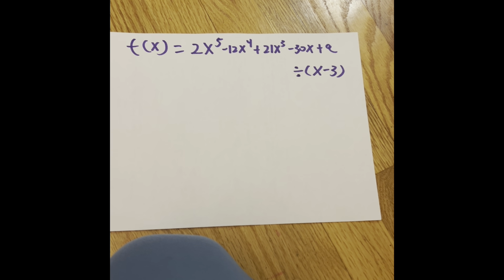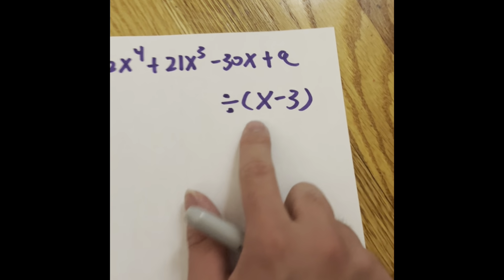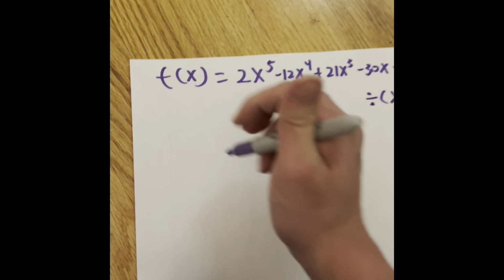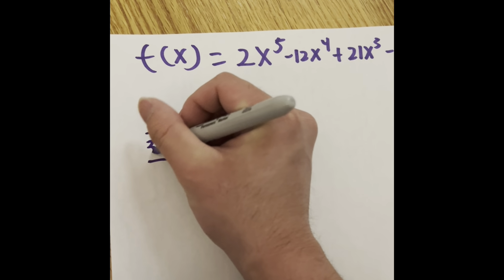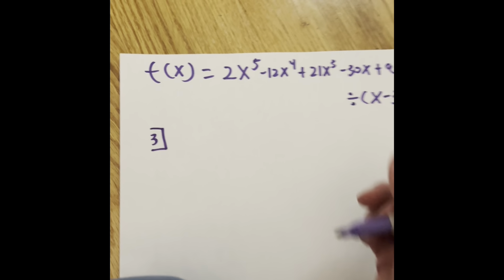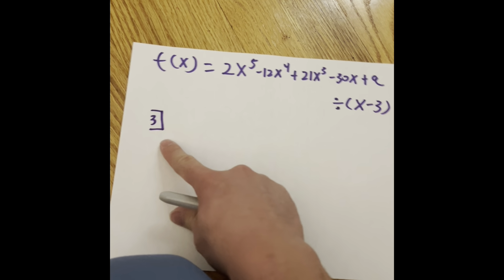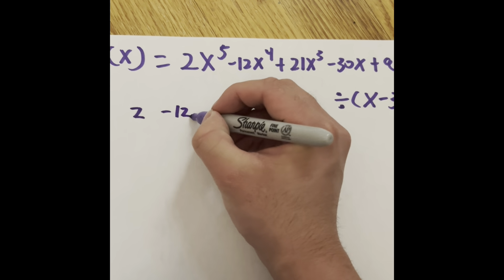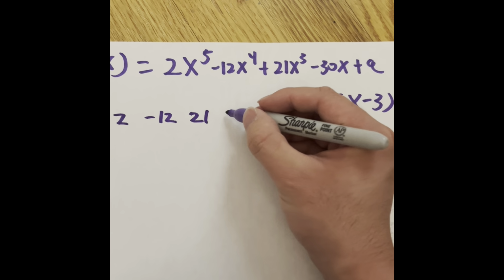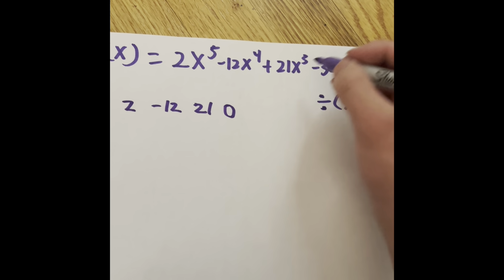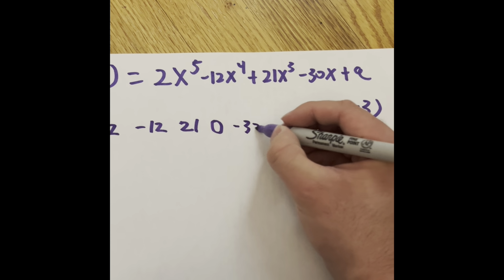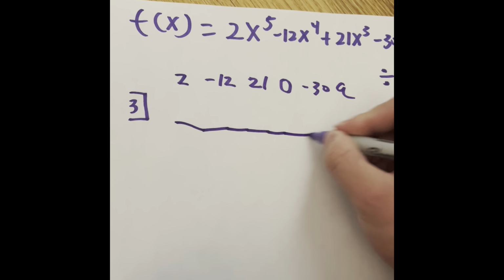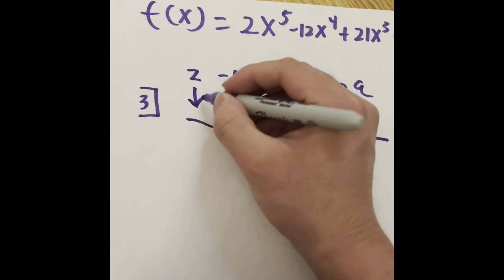We have to do synthetic division because we have a perfect 0. So what happens right here is we put 3 right behind the multiplying box. We turn it back into positive 3. So now we have 2, negative 12, 21, 0 because we don't have an x squared, negative 30, and 9. So when you do everything out, drag the 2.